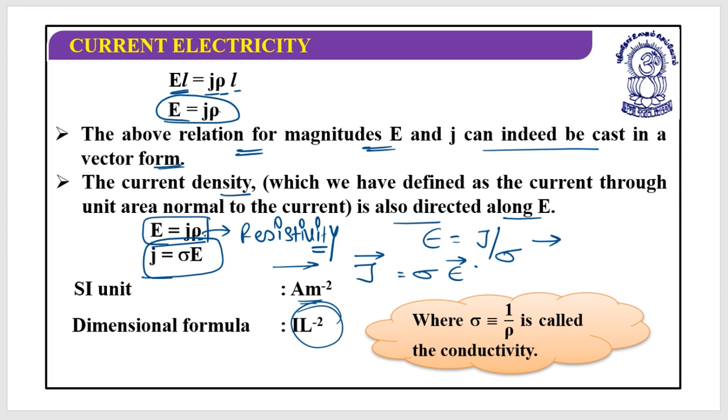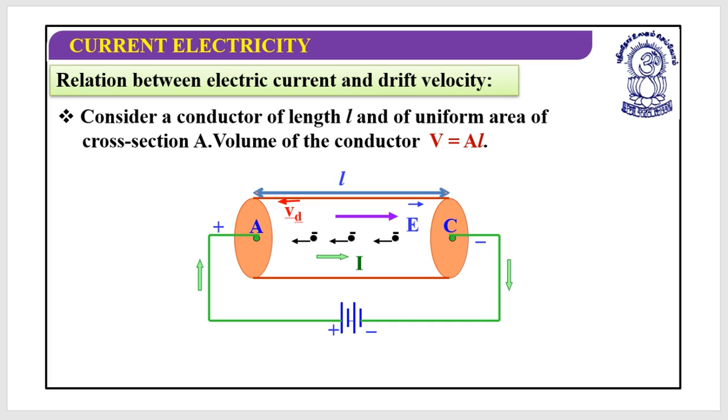Dimensional formula I into L to the power minus 2, that we have already written. SI unit. Yes, J is equal to sigma into E. This is the modern Ohm's law that we are going to discuss. Yes, so done. Now I need to derive a relation between I and drift velocity. I need to derive a relation between these two.